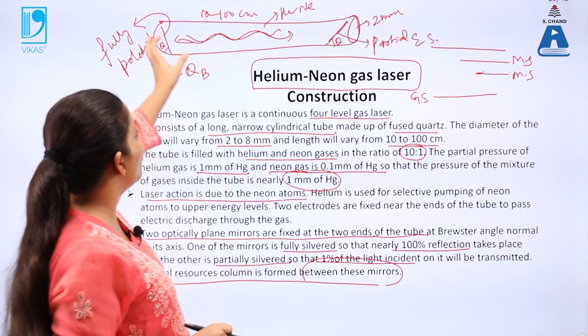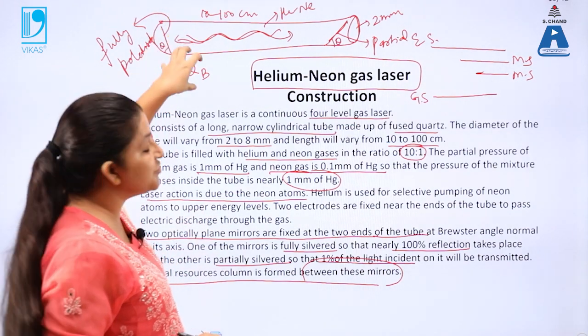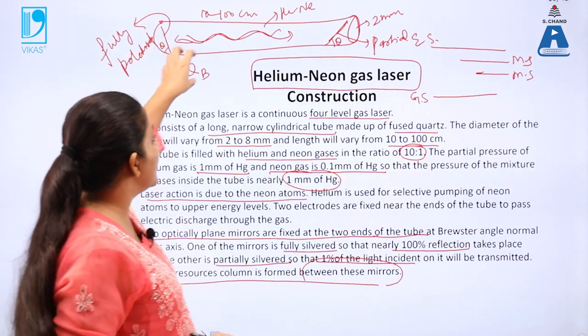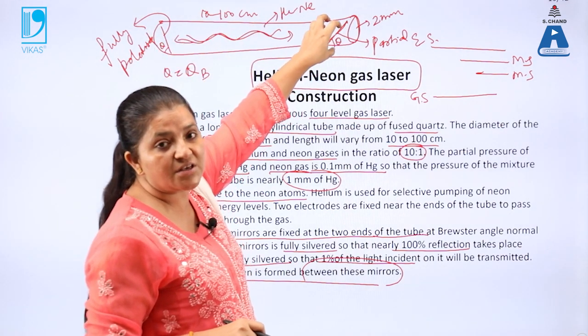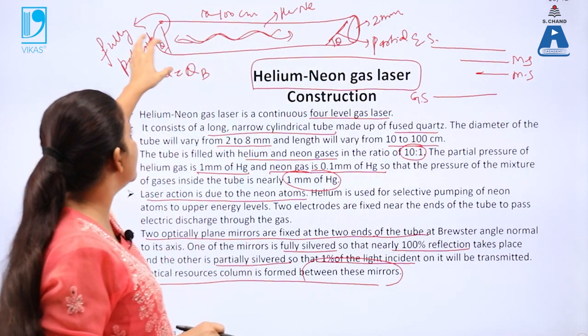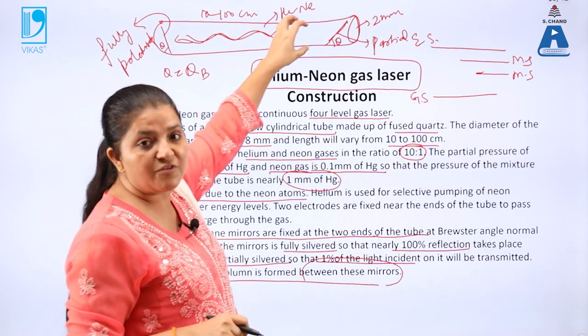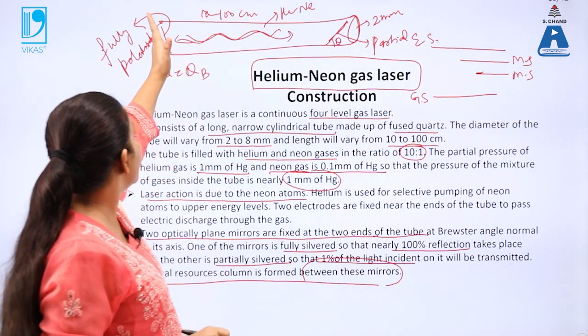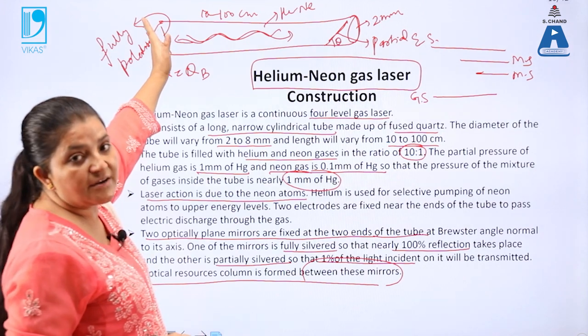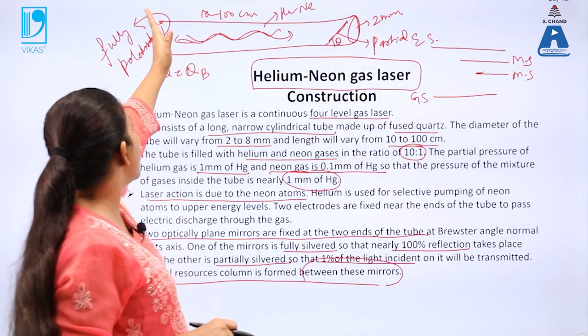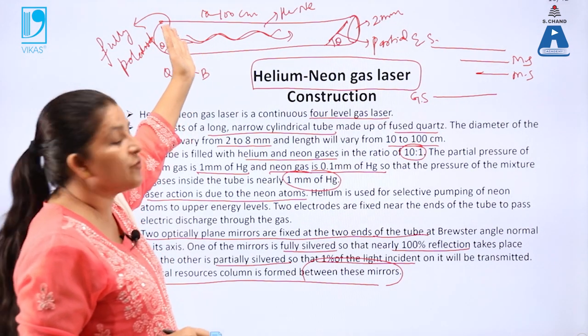Now that the gases are filled, firstly there occurs stimulated absorption, and then the emission process takes place. So multiple lights are emitted, and then these multiple lights suffer multiple reflections. Here the Brewster angle theta equals theta B, and these are also known as the Brewster mirrors.